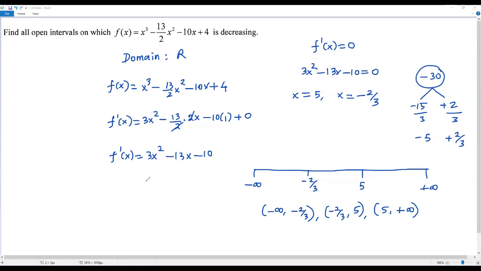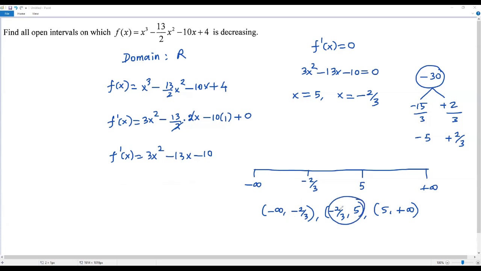When I do so, I get 3 times (-1) squared, minus 13 times (-1), minus 10. (-1) squared is 1, times 3 is 3, and negative times negative becomes positive 13, minus 10. 3 plus 13 is 16, and 16 minus 10 is positive 6. So f prime of -1 is greater than 0. Clearly in this interval the function is increasing, but the question is asking us to find the interval of decreasing, so let's skip the first interval.